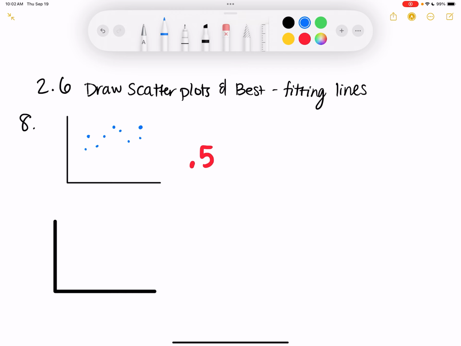What number is this? Number 20. All right, so out of the options, negative or positive 1, negative or positive 0.5, or 0, what kind of slope does this look like it has? -1.